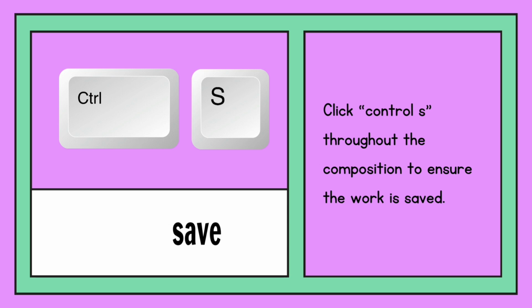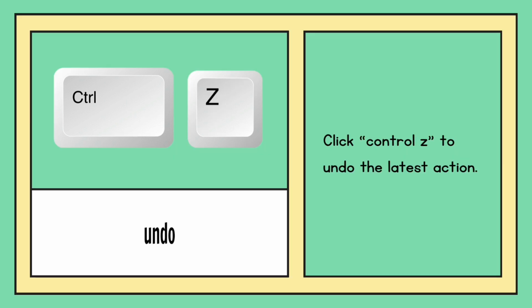Ctrl plus S, save. Click Ctrl S throughout the composition to ensure the work is saved. Ctrl plus Z, undo. Click Ctrl Z to undo the latest action.